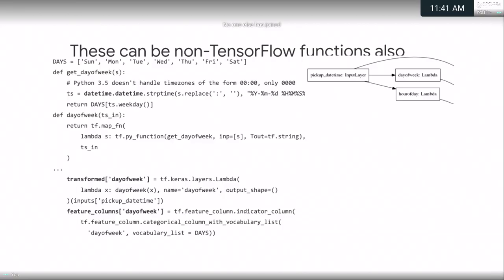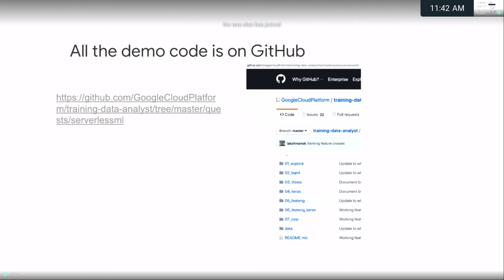And this is new in TensorFlow 2.0: it doesn't all need to be TensorFlow functions. My day of the week is basically going to be this function, which uses the Python datetime library. That's fine. It's going to be slower than if you use all TensorFlow functions, because it'll have to kick it out of the GPU, but it'll work. It'll do the automatic differentiation and all that. So you can call arbitrary functions here, and get them included. It doesn't have to be something that can be done in a TensorFlow graph. And again, all the demo code that I showed you is on GitHub. That's the repo, if you want to take a photograph of it.